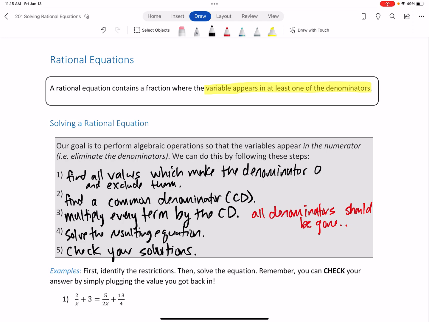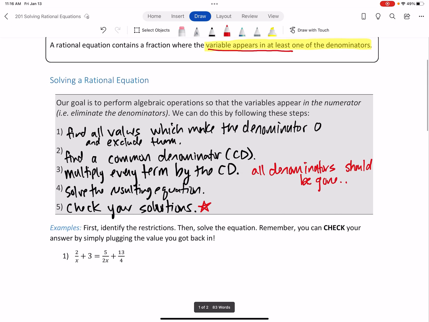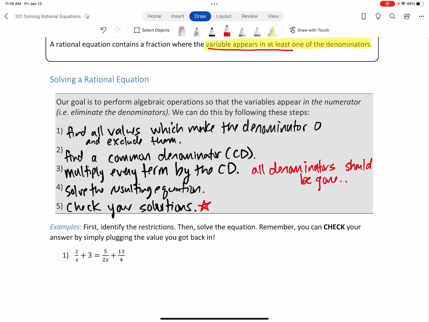Remember, the variable appears in the denominator. So if you do all the work and you solve your equation at the end, and you get a number that you excluded in step number 1, then we're going to say that the rational equation has no solution. So an important and a necessary step in solving rational equations is to do that check at the end to make sure that the solution that you got is actually a solution and is not one of your excluded values.